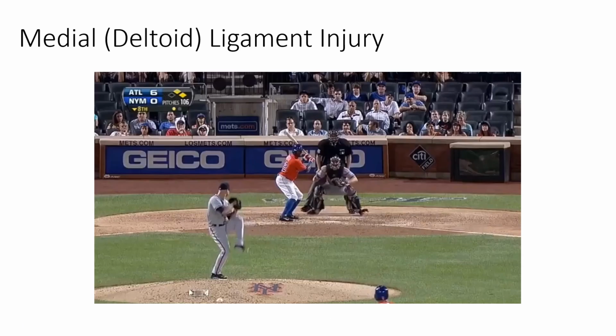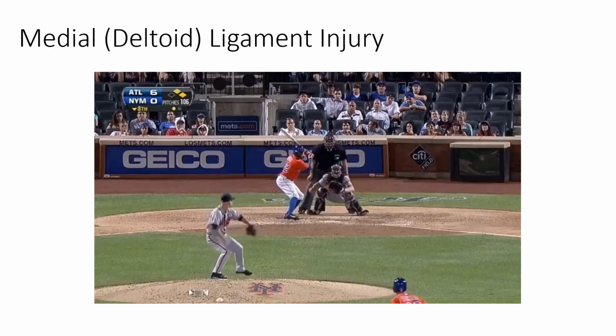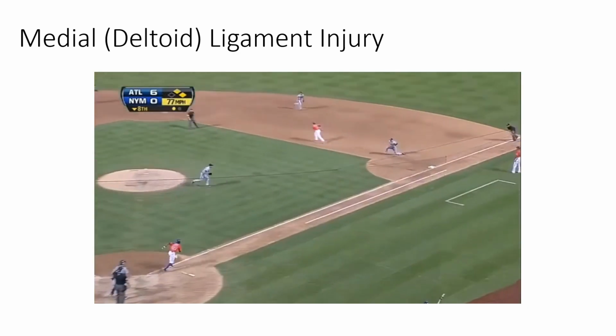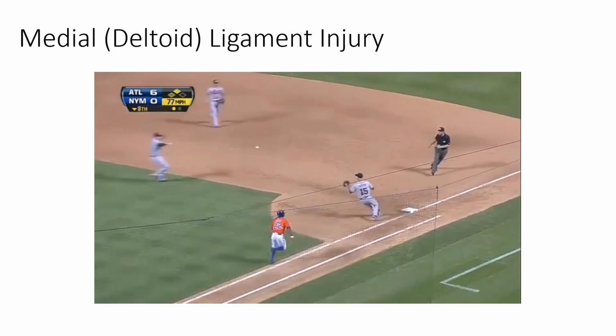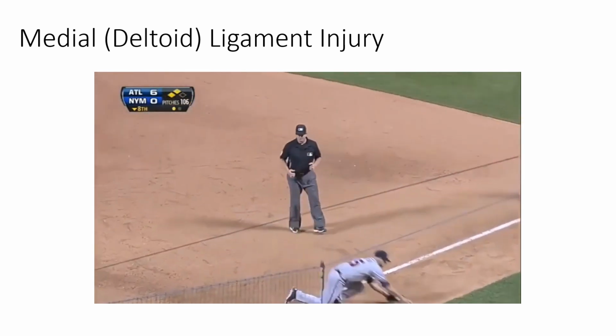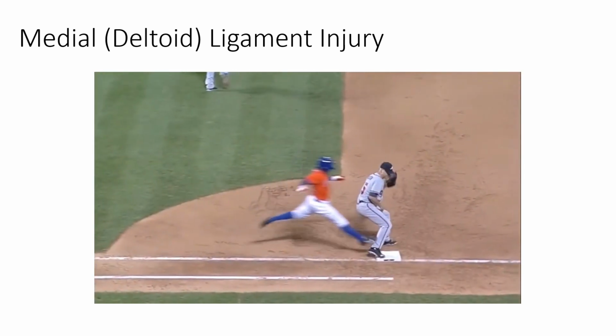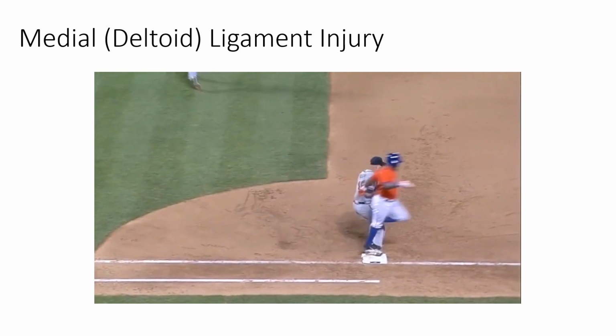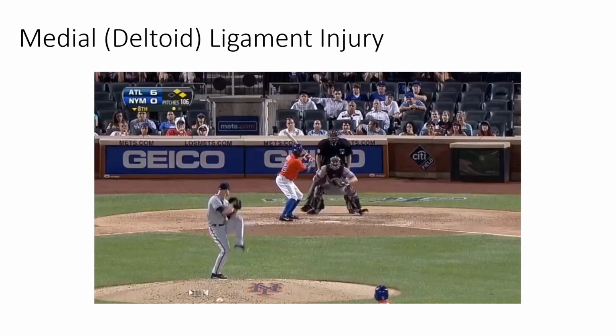So here is my visual to try to help you understand what it means to have an avulsion fracture and what it means for that medial deltoid ligament to get injured. So it happens a lot in sports, but we can see here in this slowdown that that is definitely broke.